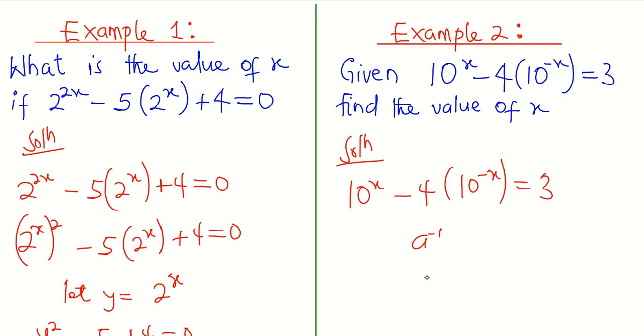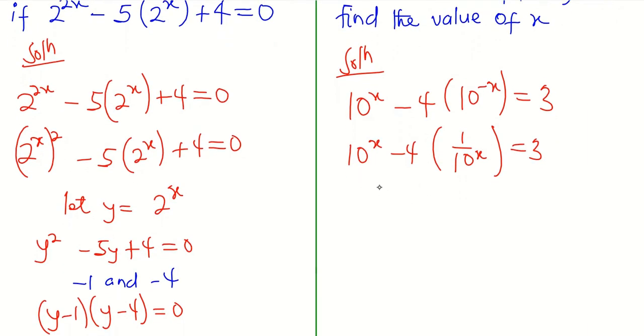And so in place of 10 exponent minus x, we write 1 out of 10 exponent x. So we have here 10 exponent x minus 4 multiplied by 1 out of 10 exponent x, which is equal to 3. Now we have 10 exponent x here and 10 exponent x here, so we can equate them to a preferred variable, and we are choosing y. So let y be equal to 10 exponent x, which means that we are going to put y wherever we see 10 exponent x, and we have y minus 4 multiplied by 1 out of y, which is equal to 3.